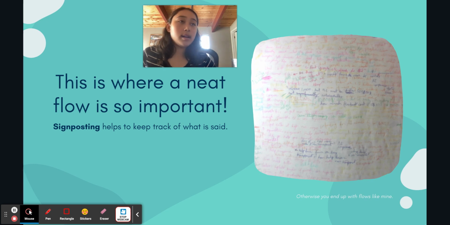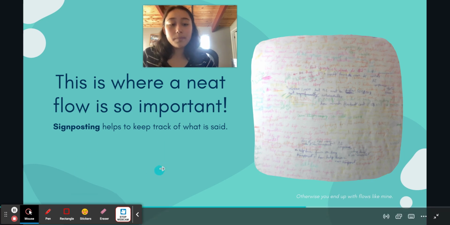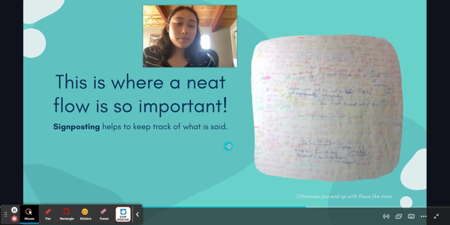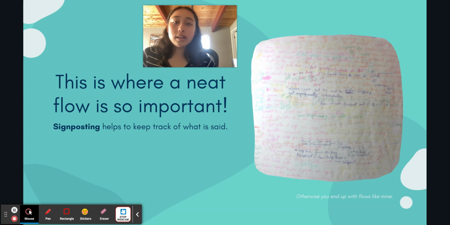So this way you tell the judge and your opponents exactly where you are on the flow, and you make it really clear where you're applying your arguments. So signposting is hugely important. Otherwise, you end up with flows like mine, and that is my flow, I'm not proud to say. So signposting is super key to maintaining a neat and clean debate.